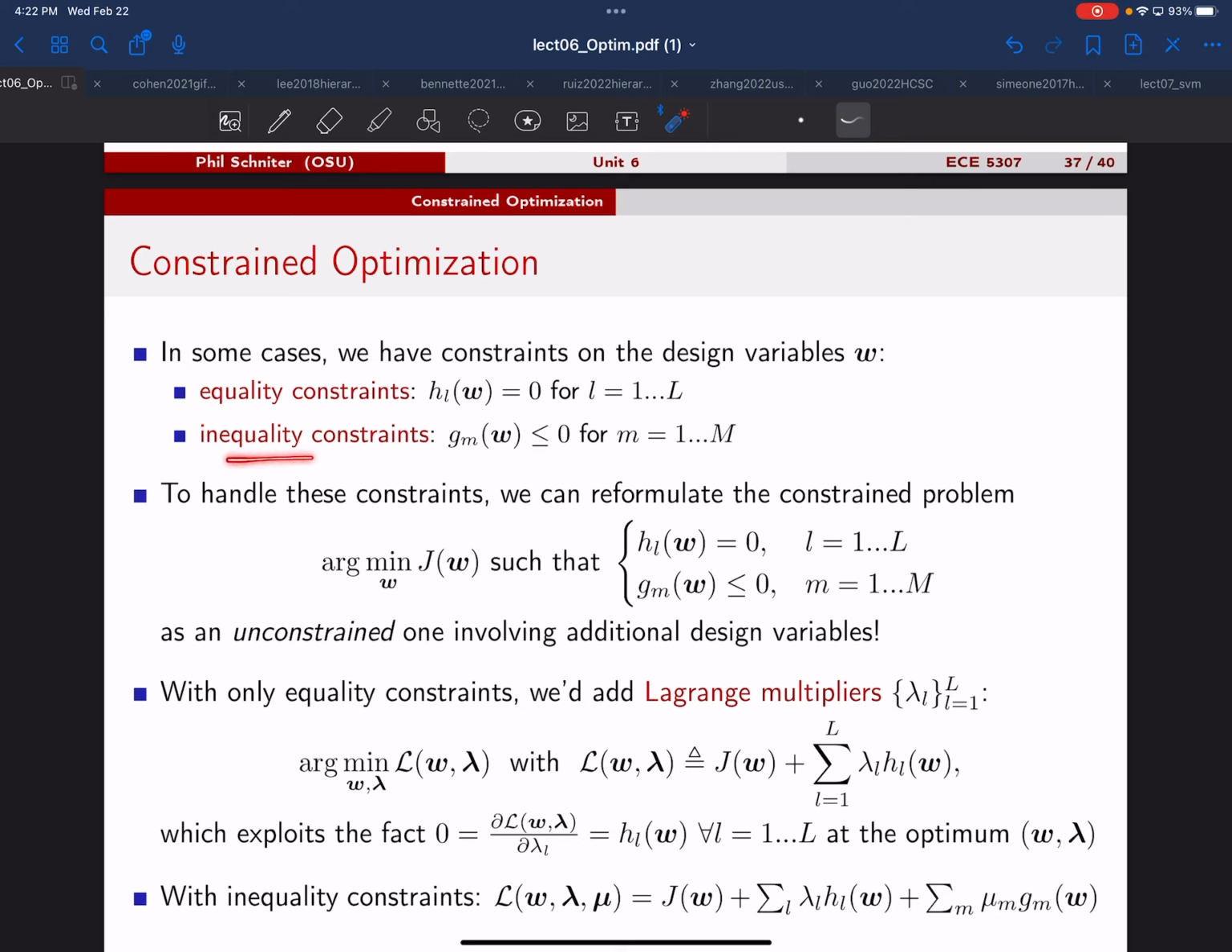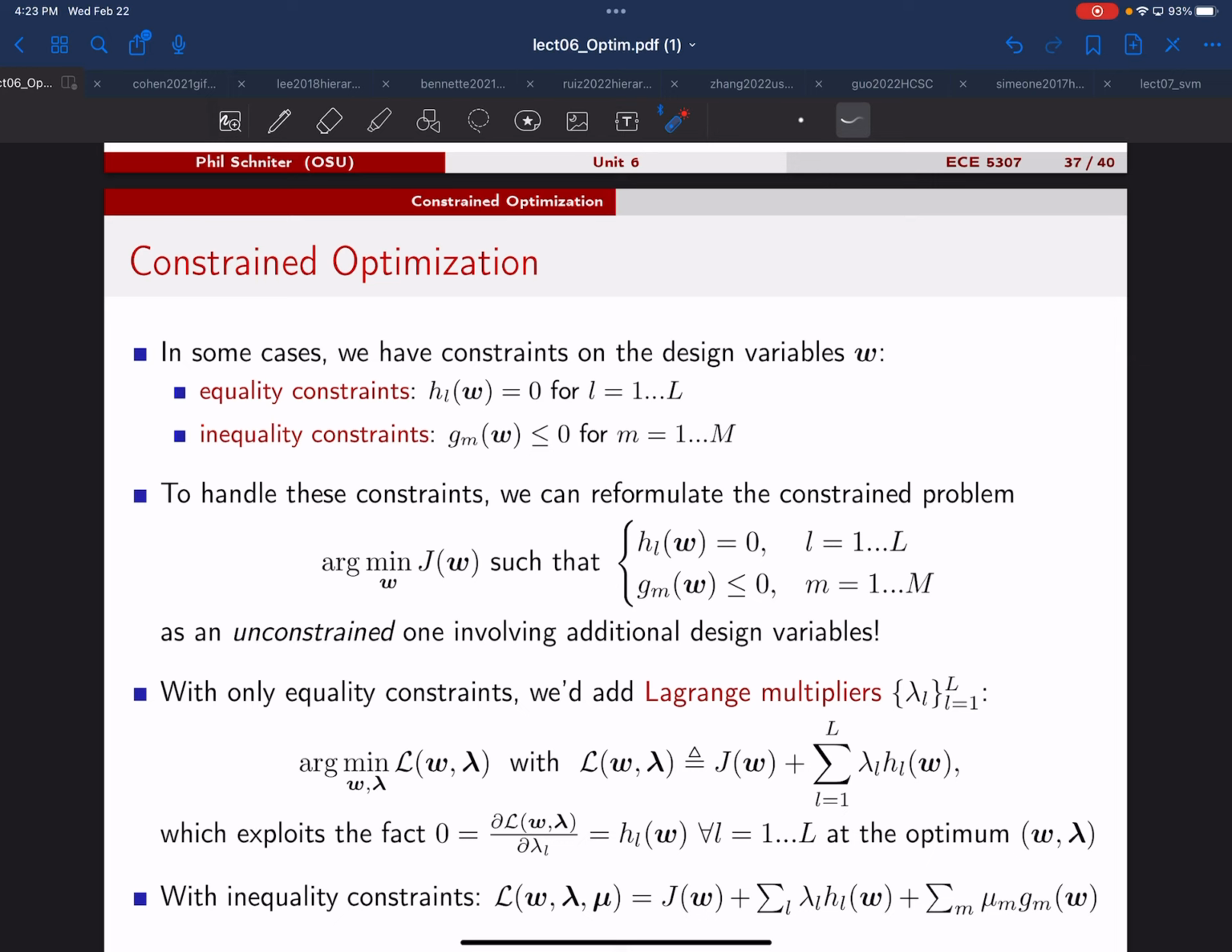Similarly, with the inequality constraints, you can always write them as the mth inequality constraint is less than or equal to 0. So you might be trying to minimize a function under certain equality constraints, one or more, and possibly inequality constraints. So these come up a lot.